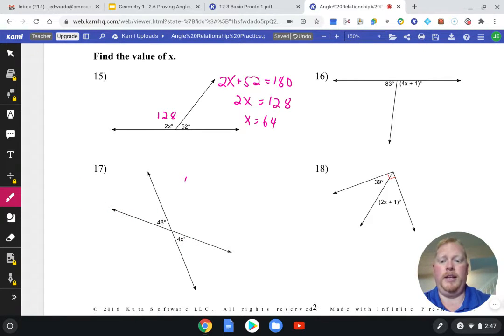So the equation I would set up here is 4x plus 48. Nope, that's not right. It would be 4x equals 48. Kind of went on autopilot there. So 4x equals 48. That's my equation. And then we just go ahead and solve it by dividing by 4. X equals 12.